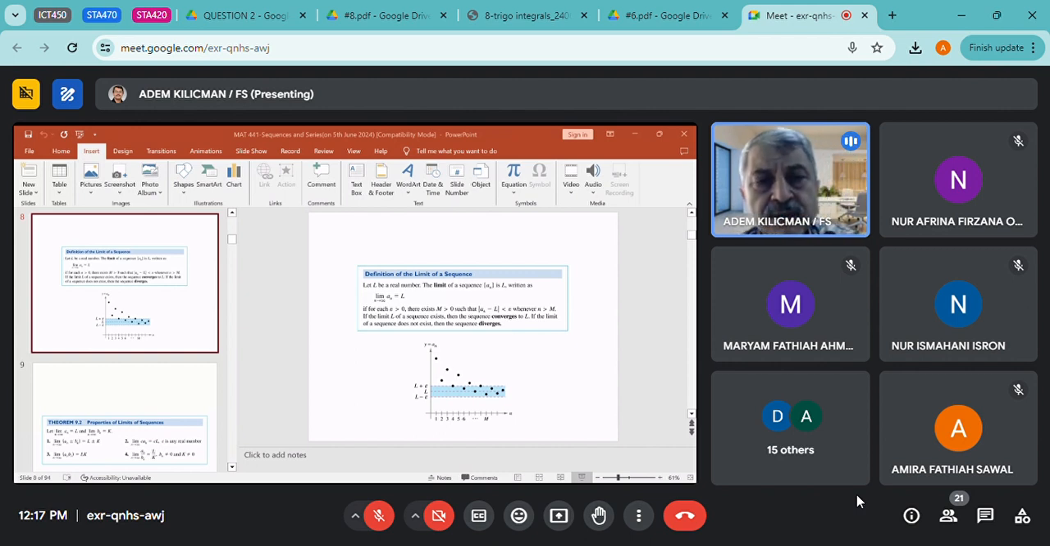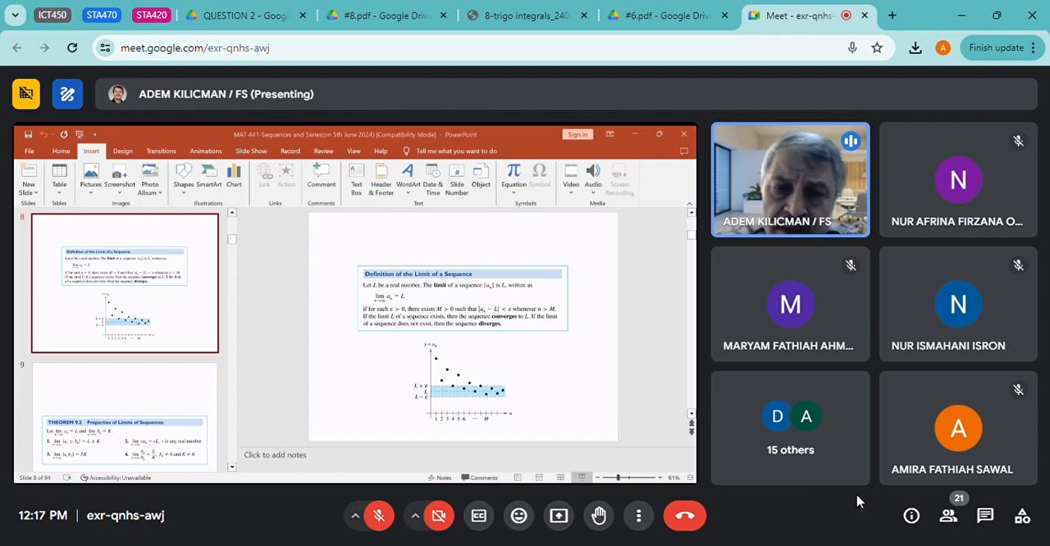Then have a look at this one, for example. Determine whether the sequence is convergent or divergent. Can you look at it? For example, when n is 1, it will be negative 1. If n is 2, then you will have 1. Then you will have negative 1 again when n equals 3. n equals 4 is 1 again.